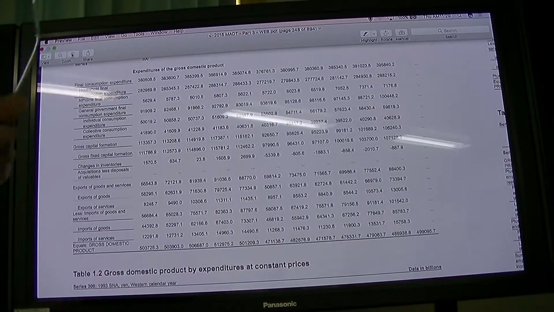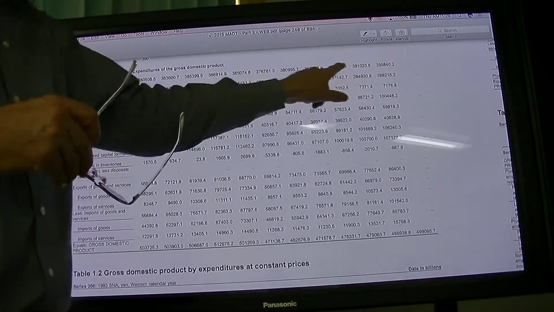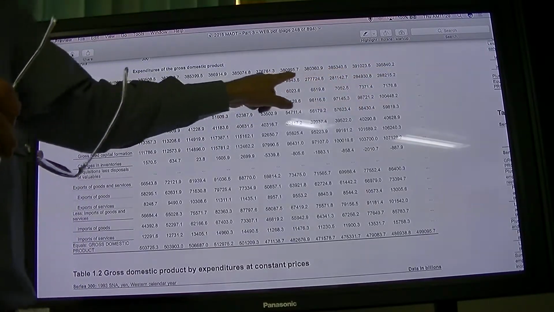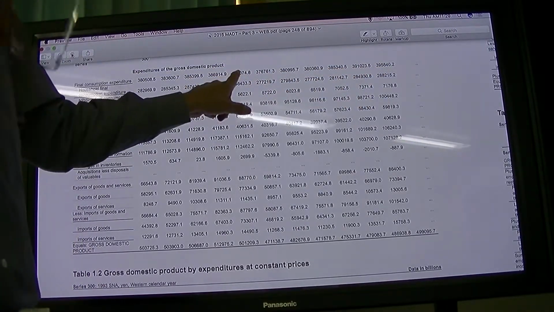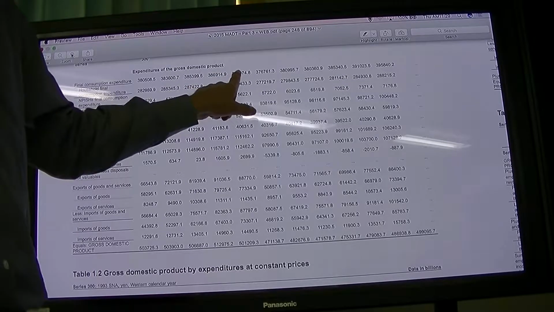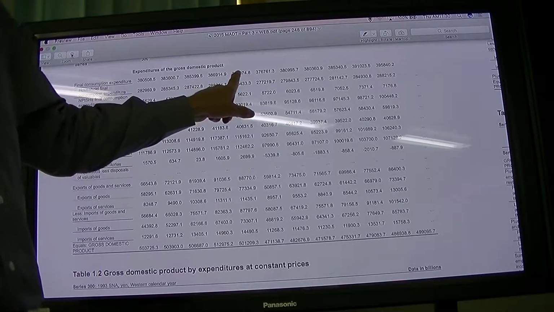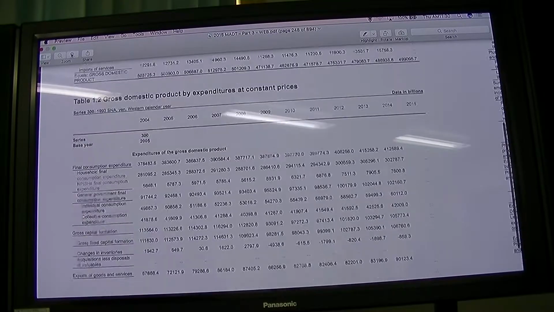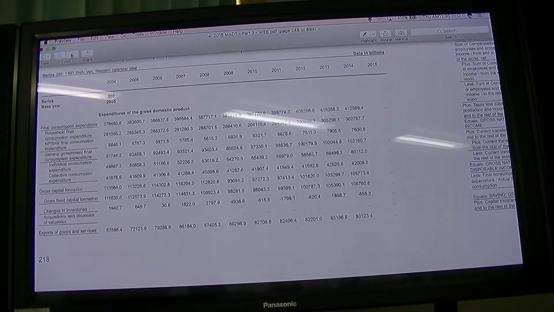This change here is not real because it's at the prices in that given particular year. Okay, so we'll talk more about that. I just want you to be aware of that now.